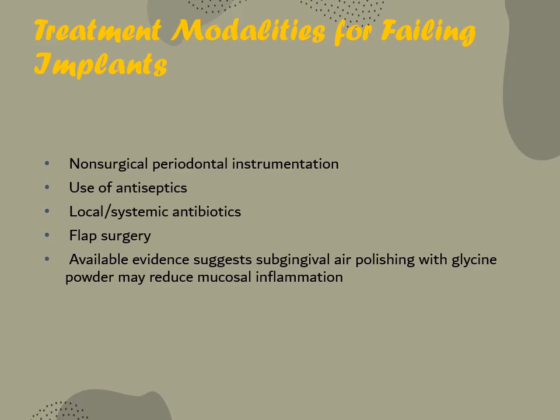This is where a periodontist will basically remove all of the tissue around the implant, and because the bone is already receded as well, removing just tissue will expose the implant, and they will clean that area really well. Most of the time they'll put in a bit of a bone graft, and then they'll close that tissue back up. Available evidence suggests subgingival air polishing with glycine powder may reduce mucosal inflammation.